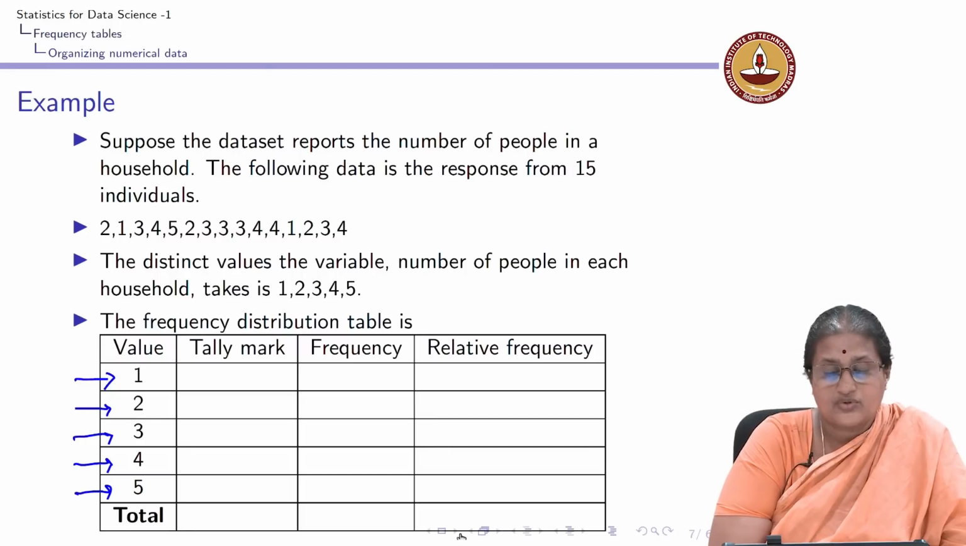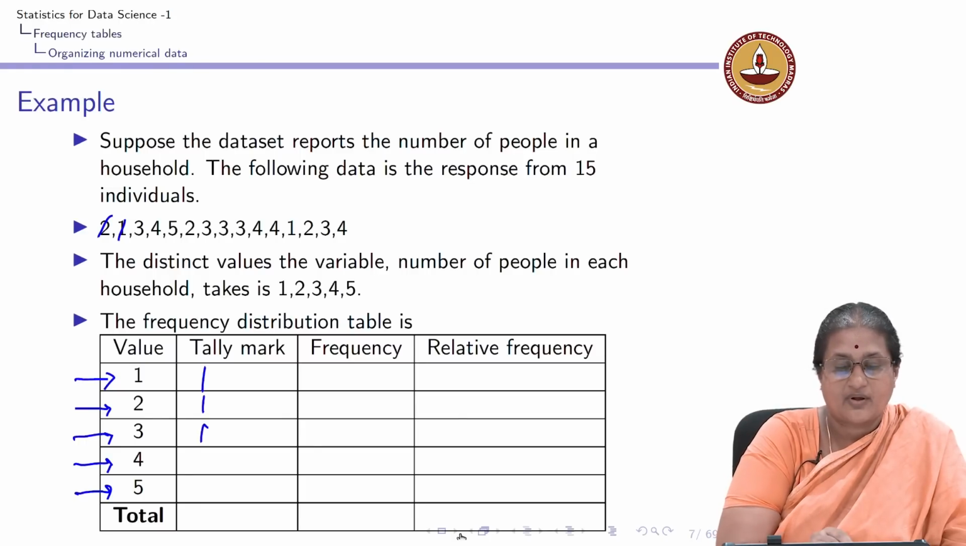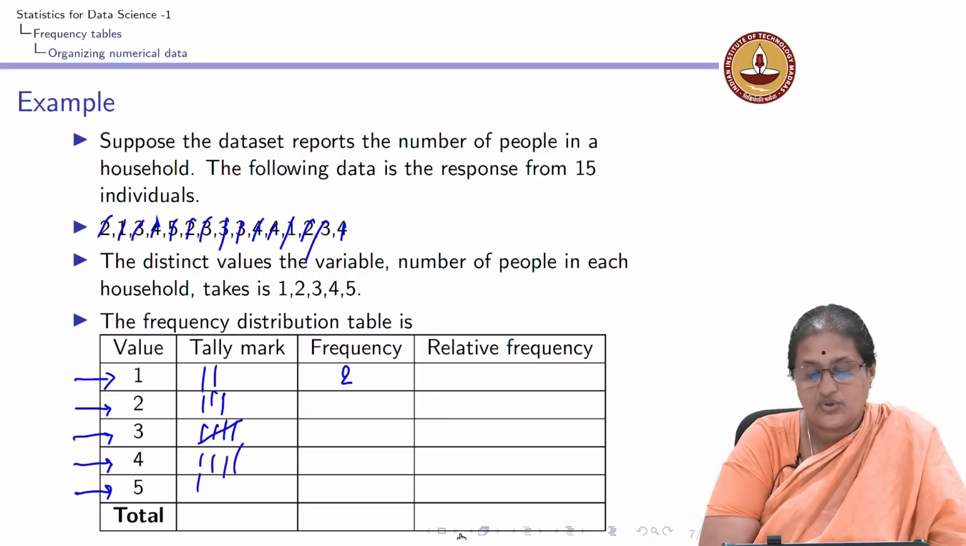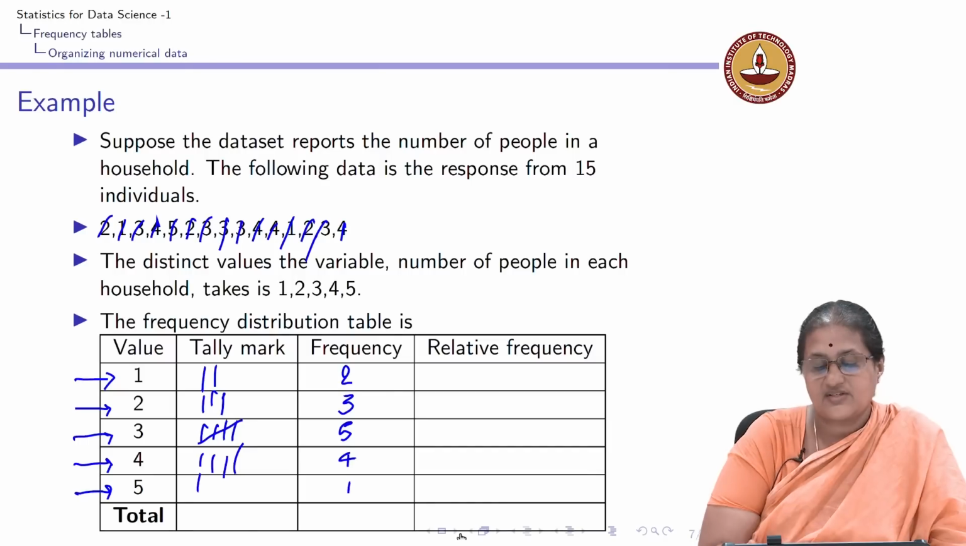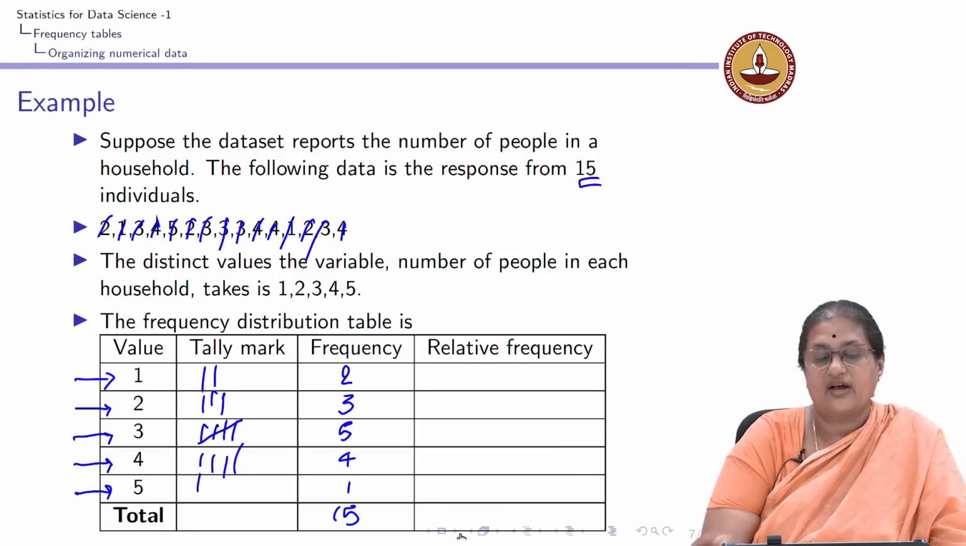Now look at 2. So I put a tally mark here. 1 is the next value here. Then 3, 4, 5, another 2, 3, 3, 3, 4, 4, 1, 2, 3, 4. So this frequency is 2, this is 3, this is 5, this is 4 and this is 1. This adds up to 15, which is the number of people we have here.